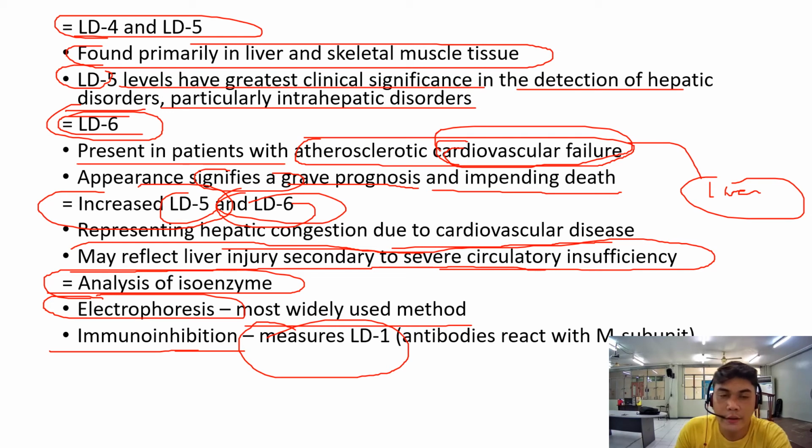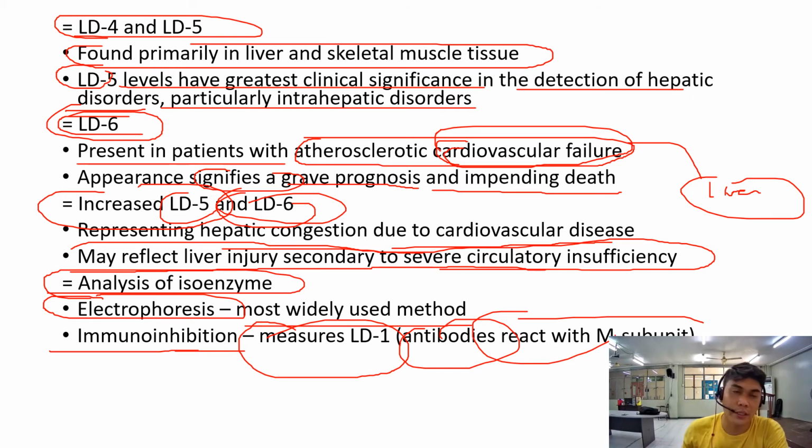Now, for this method, you're going to use antibodies that will react with the M subunit. Okay, right? There are two subunits or polypeptide chains in your lactate dehydrogenase. It's either H or M. Okay? Now, LD1 does not contain any M polypeptide chain or subunit.